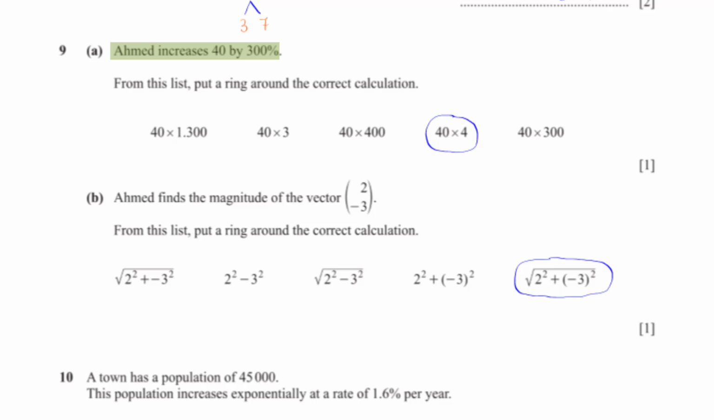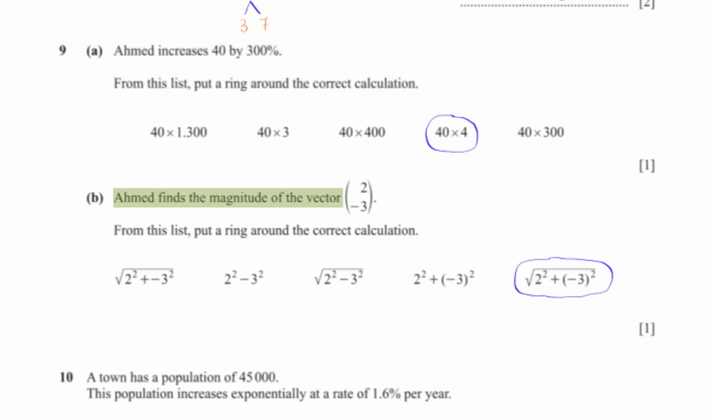Ahmed increases 40 by 300%. From this list, put a ring around the correct calculation. When we increase 40 by 300%, that is equal to 40 plus 300 over 100 times 40. And this gives us 160. So from the list, 40 times 4 is equal to 160.